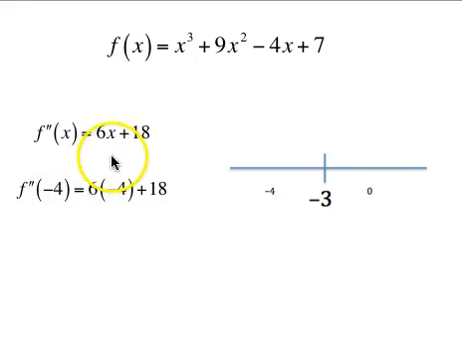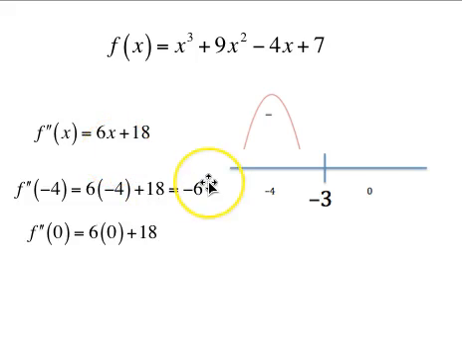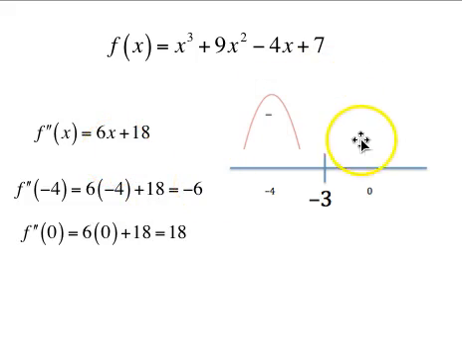Second derivative at negative 4 is 6 times negative 4 plus 18. Negative 24 plus 18, or negative 6. So at negative 4, the function is concave down. Second derivative is negative. Function is concave down. We'll identify it with that symbol. Now the next test point is 0. Plugging in 0 into the second derivative, 6 times 0 plus 18 is 18. That is a positive number, so it will be concave up at 0.